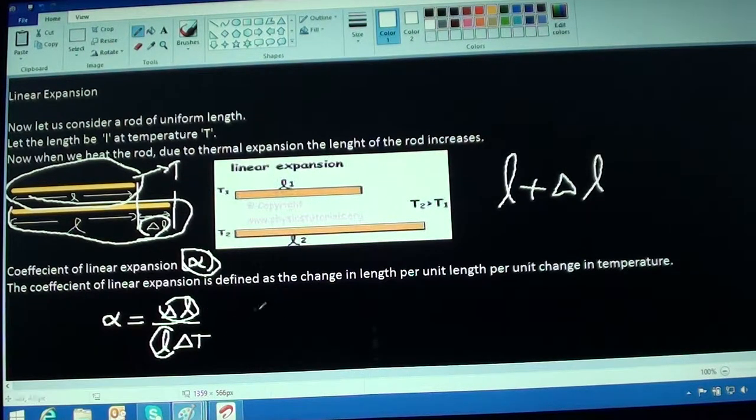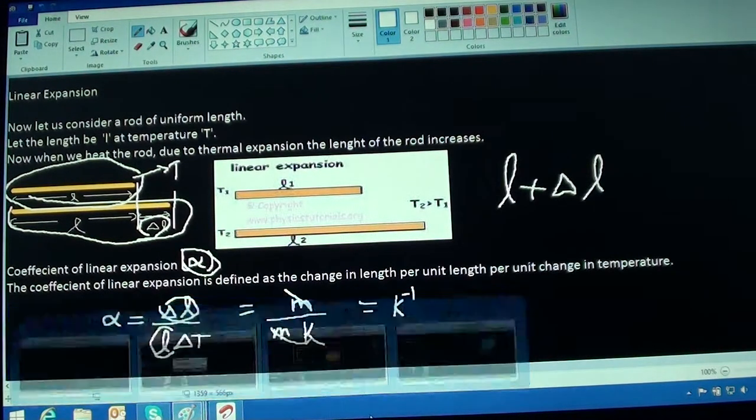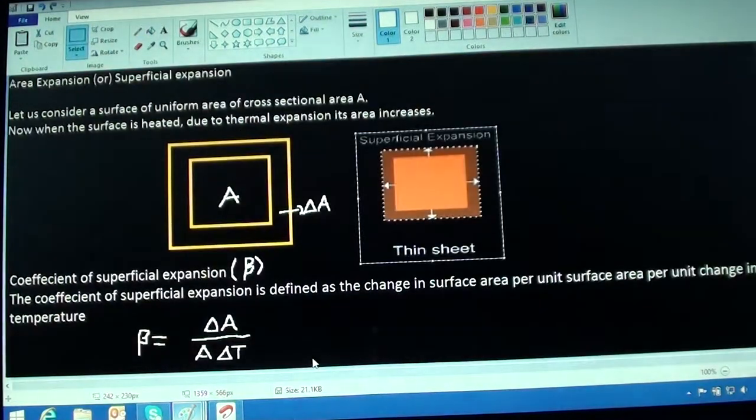Now let us get to the unit of the coefficient of linear expansion. Delta L is in meters, since the SI unit of length is meter. L is also in meters, and the SI unit of temperature is Kelvin. So you can cancel meter and meter, and you get per Kelvin, or Kelvin to the power minus 1. This is the same for the other two, that is the coefficient of area expansion and the coefficient of volume expansion.